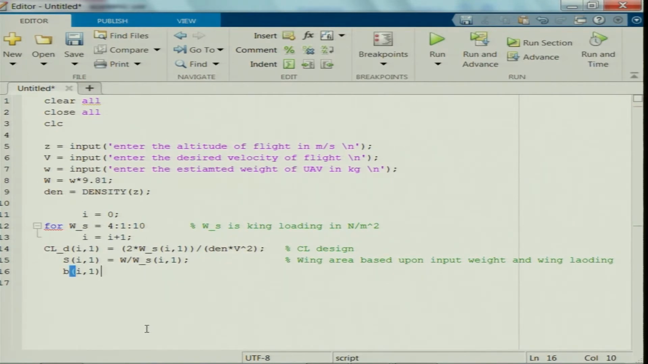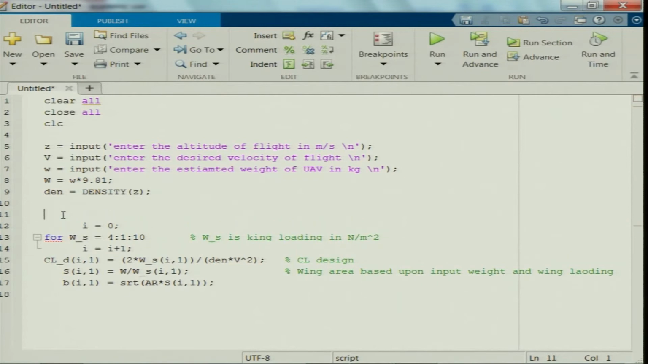B of I comma 1 is equal to square root of aspect ratio times S of I comma 1, right. So, now it is a tricky part, is not it? We do not know what the aspect ratio is here, right. So, let us now iterate the aspect ratio also for different aspect ratios. So, let us now make it a variable.